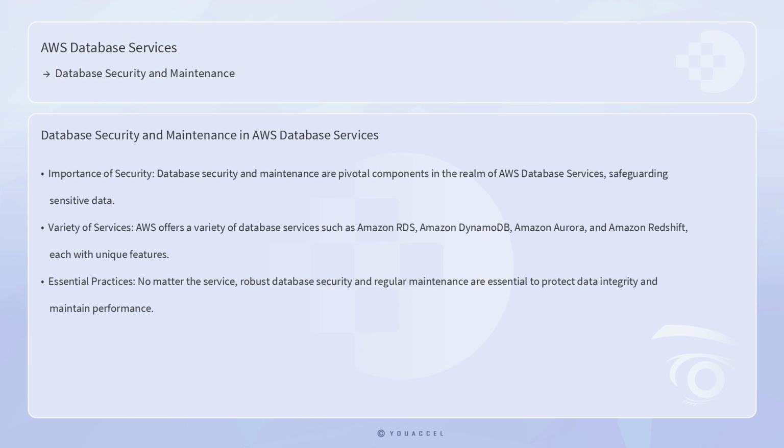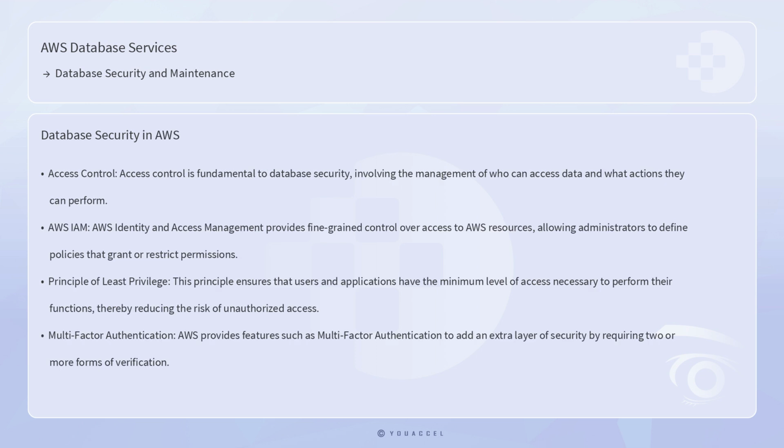AWS offers a variety of database services, such as Amazon RDS, Amazon DynamoDB, Amazon Aurora, and Amazon Redshift, each with unique features and capabilities. However, no matter the service, robust database security and regular maintenance are essential to protect data integrity, ensure availability, and maintain performance. Database security in AWS encompasses several key aspects, including access control, encryption, monitoring, and compliance.